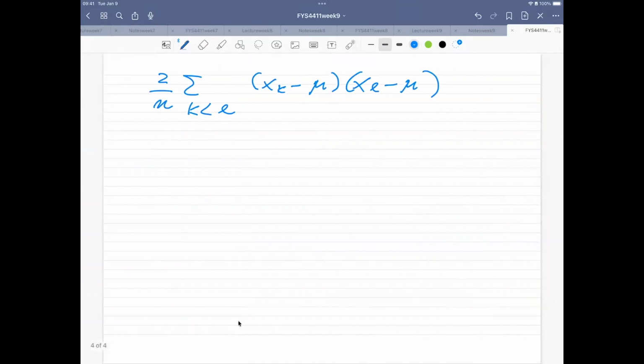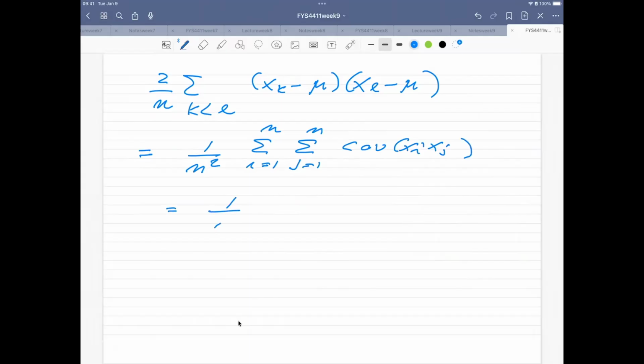If you look at this expression, we can do a plain rewrite. This term is given by 1 over n squared, and then you have a sum over i of 1 up to n, and then j equal 1 up to n, and you have the covariance of xi, xj. It's often written in terms of the elements of the covariance matrix. So you will often see this one rewritten as a sigma ij.